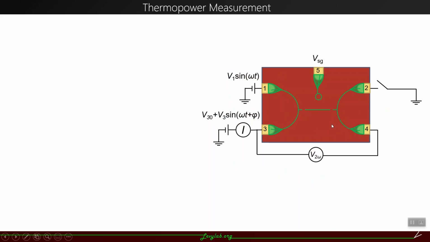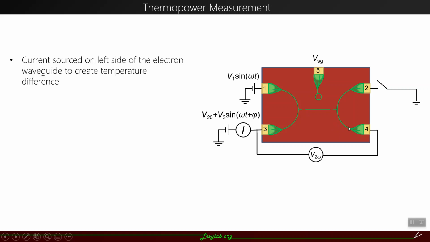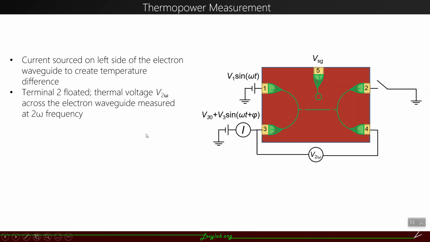This is the configuration for the thermal power experiment. Thermal power is characterized by the induced voltage due to the temperature difference across the electron waveguide. The temperature difference is generated by sourcing current on the left side nanowire of the electron waveguide. We source current here to heat up the nanowire, and terminal 2 is floated during the process.